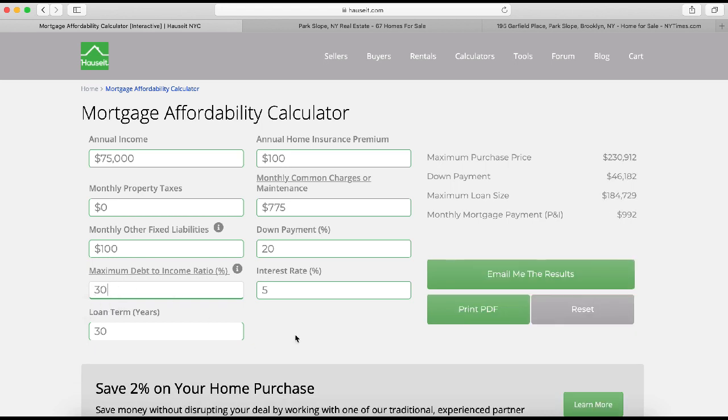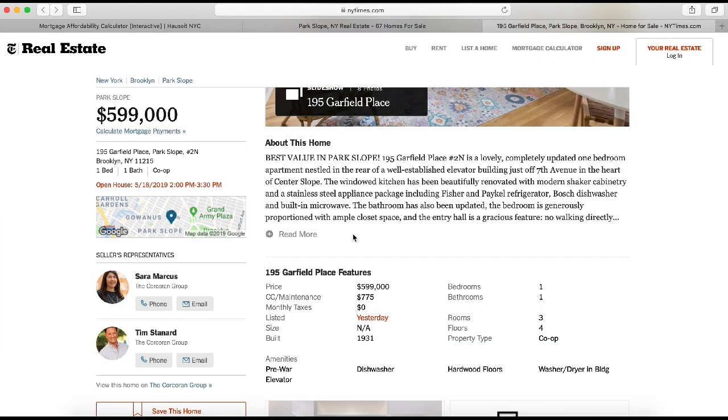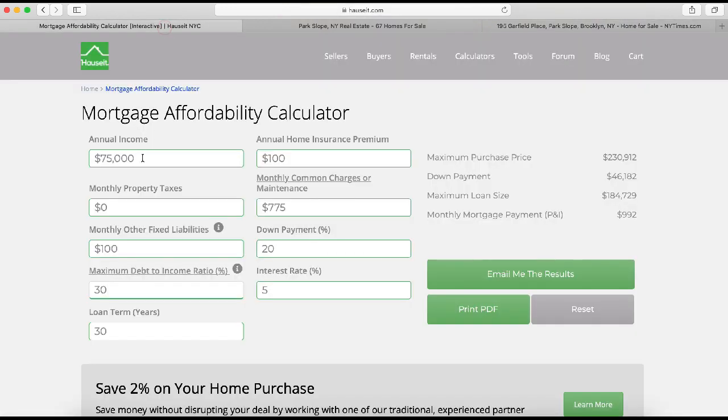And then here we want to start figuring out how we can make it work for properties that we're interested in. So let's go ahead and just adjust our income hypothetically. And let's say we make $150.